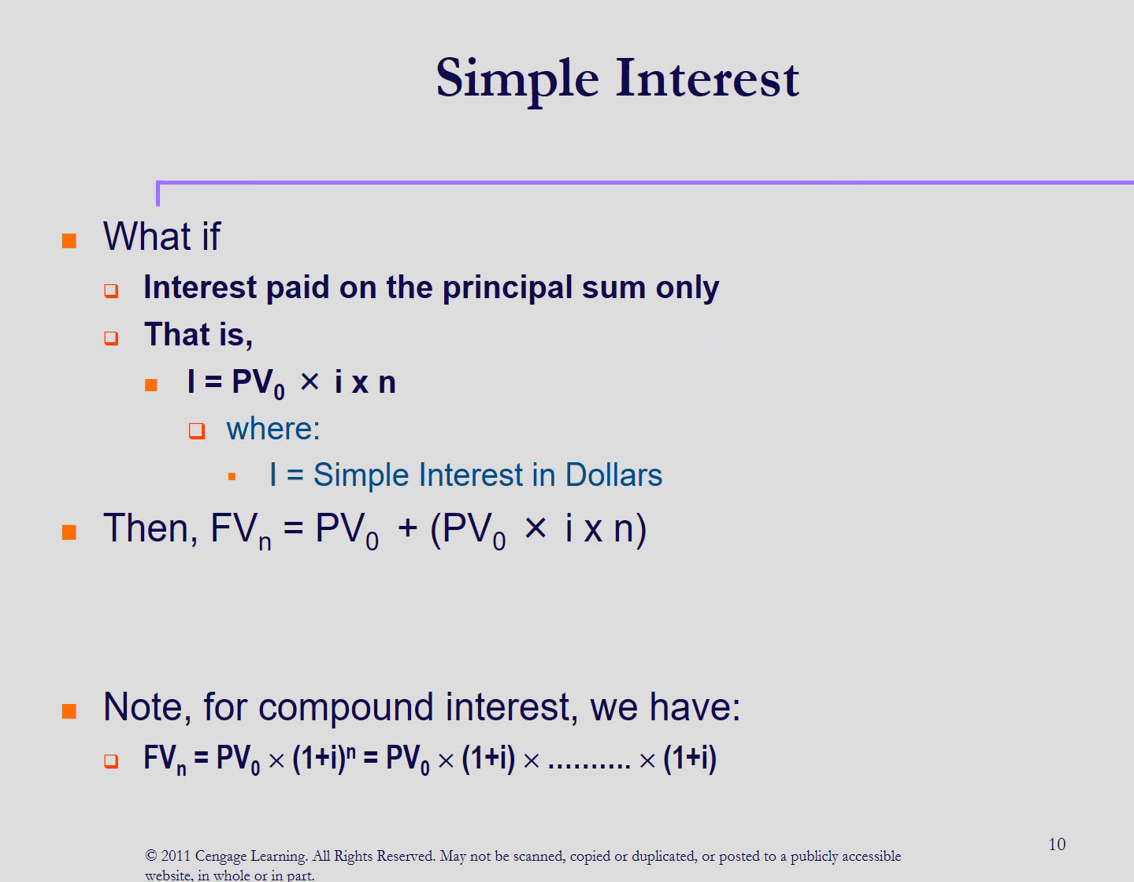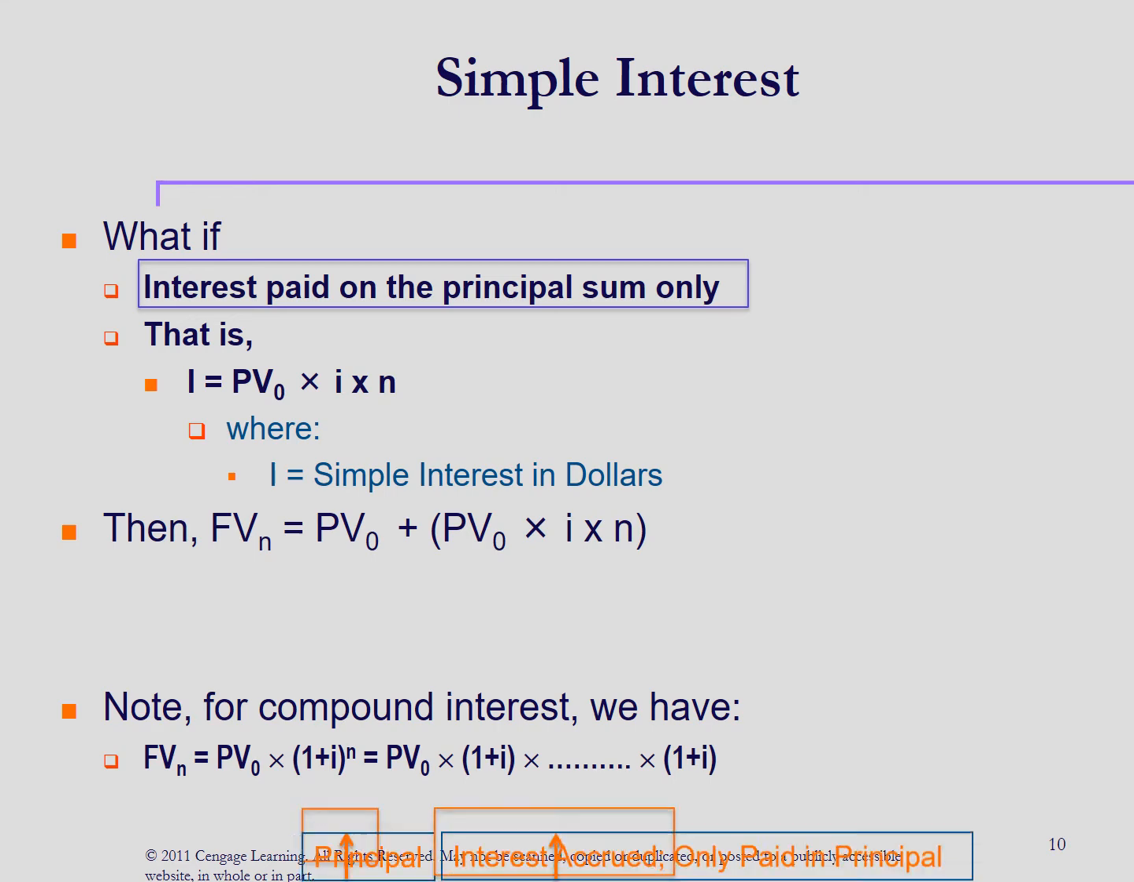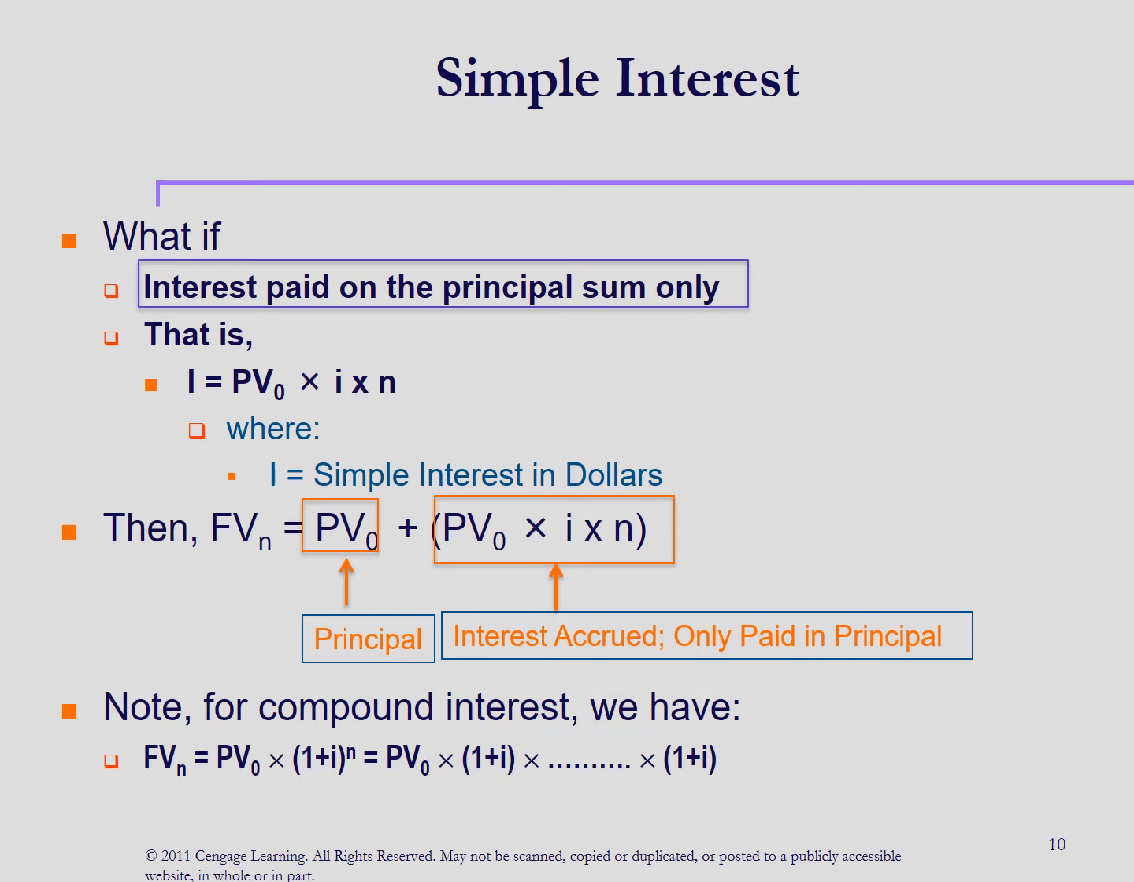Simple interest is the interest paid on the principal sum only. Then the future value at the end of period n is equal to the present value today plus interest accrued, which is only paid in principal, equal to the present value today times 1 plus interest rate times n.